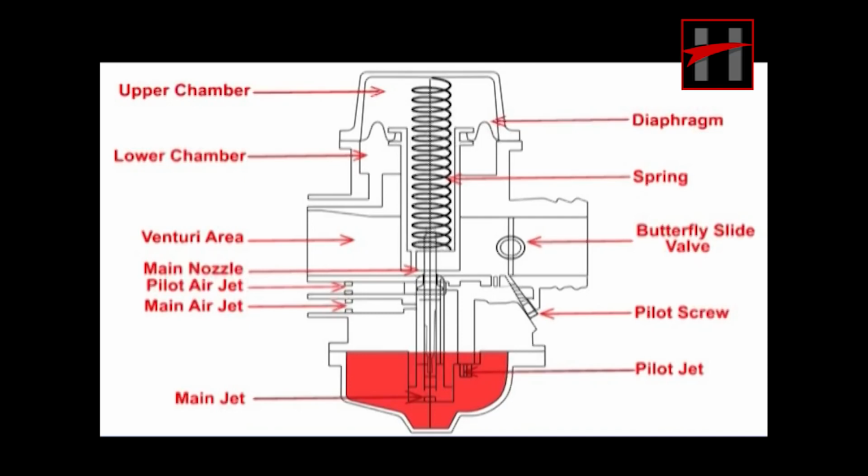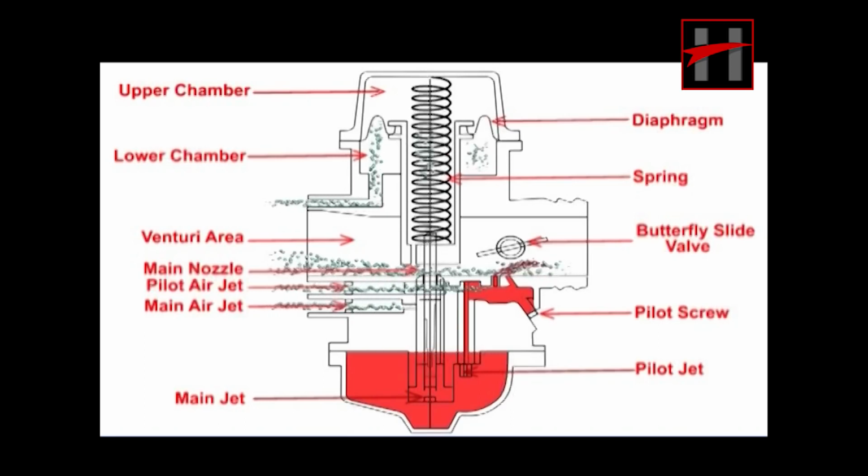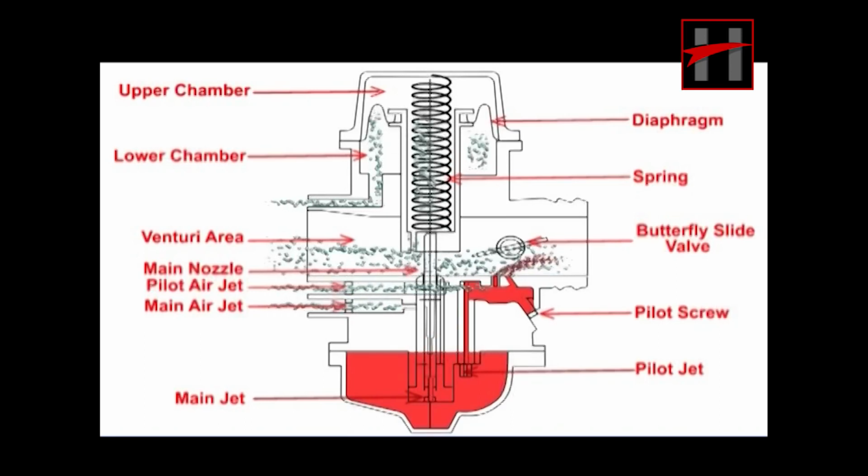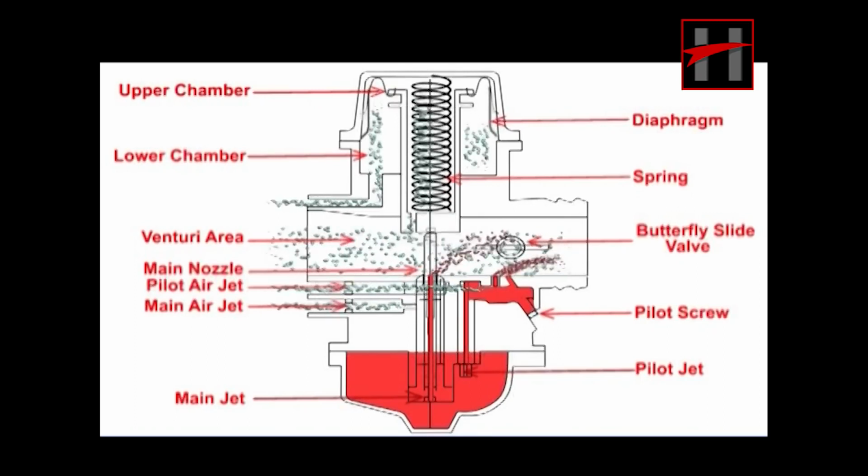The butterfly slide is at almost closed condition. By opening the butterfly slide, velocity of the gases increases in venturi area. Vacuum is created at the venturi area. Piston is lifted up due to pressure difference between the lower chamber and the upper chamber of the diaphragm. Controlled amount of fuel is sucked to mixing chamber through the main jet.